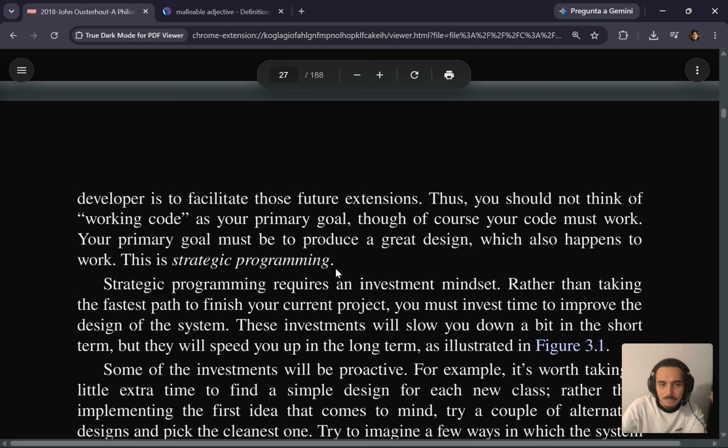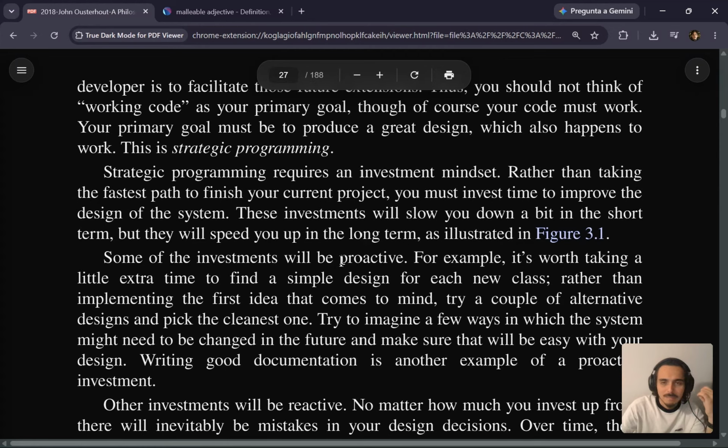This is strategic programming. Strategic programming requires an investment mindset rather than taking the fastest path to finish your current project. You must invest time to improve the design of the system. These investments will slow you down a bit in the short term, but they will speed you up in the long term.